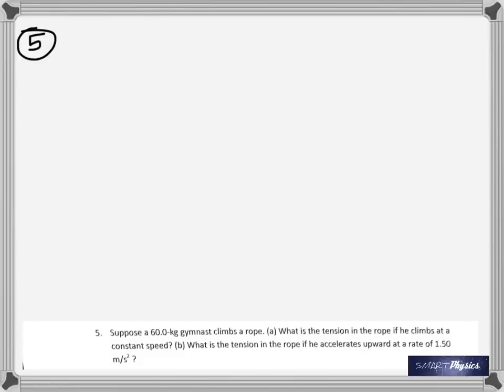Oh, thanks. Now he is moving. In this question, he is moving. But how is he moving? Up. Good. How is he moving? Constant speed. So what is his acceleration?